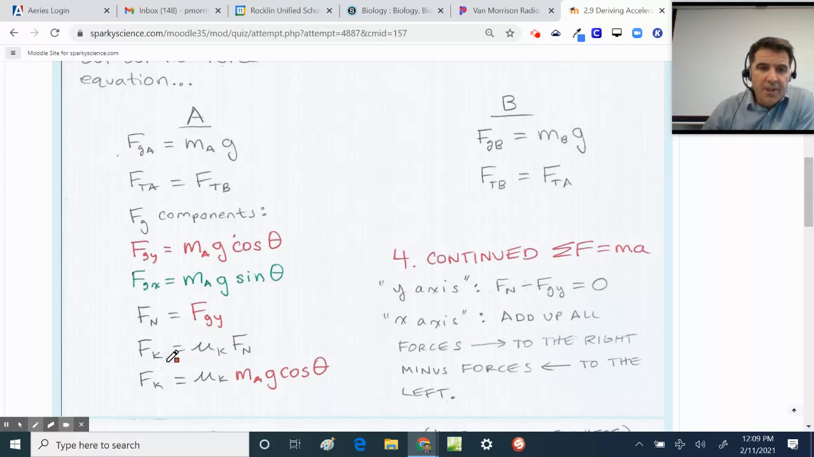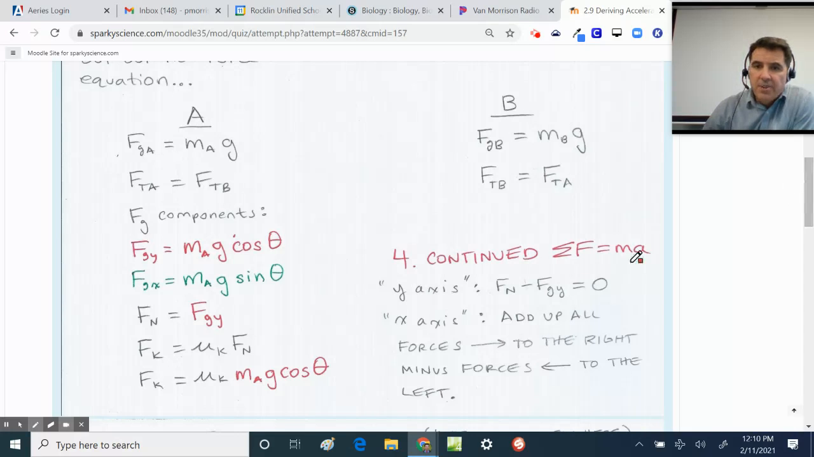The friction, Fk, is going to be mu sub k times Fn. It always is that way. But since Fn is Fgy, and since Fgy is mg cosine theta, then the friction will actually be mu sub k times the mass of block A times gravity times cosine theta, and that will give us our friction. This is important for our next step.